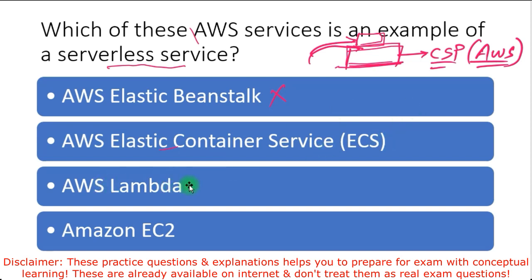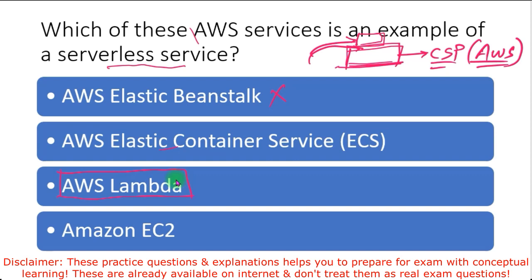AWS Lambda is a kind of function where we run our code and we get the output of that. It is used for our application, and here we do not need to worry about the underlying server infrastructure. So this is the option we can say is the serverless service. It is an example of a serverless service, like Azure Functions in Microsoft Azure. In AWS, it is AWS Lambda.